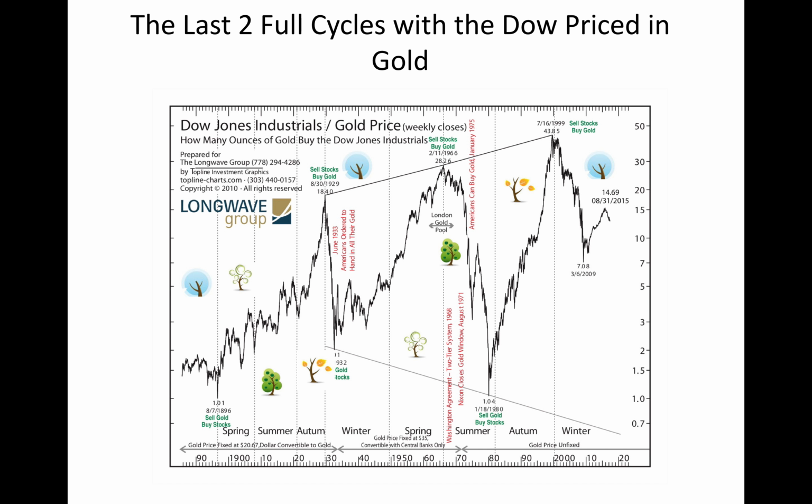Now, this chart shows the Dow Jones Industrial Average priced in gold. So to come up with the value to plot on this chart, you take the value of the Dow Jones Industrials priced in dollars and divide by gold priced per ounce in dollars. So the price of the Dow Jones Industrials in dollars divided by the gold price per ounce in dollars.